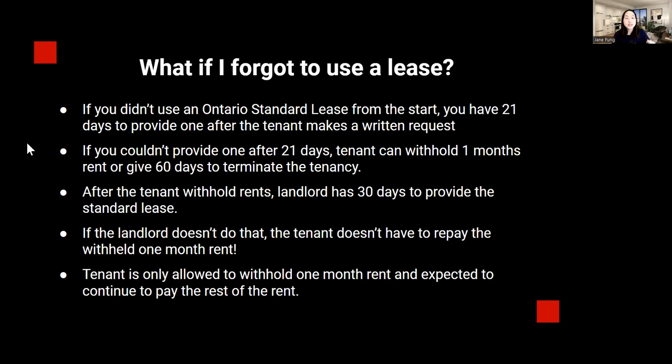However, the tenant is only allowed to withhold 1 month of rent, and they are expected to continue to pay the rest of the other rents. Okay, so they cannot withhold the entire tenancy's rent. They can only withhold 1 month, and they don't have to repay you if you fail to give them an Ontario Standard Lease within the 30 days.